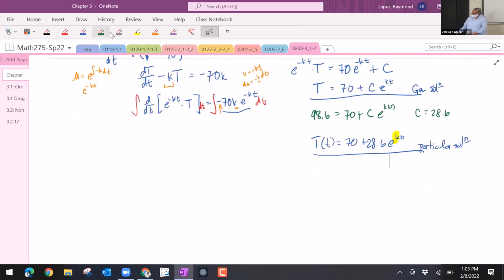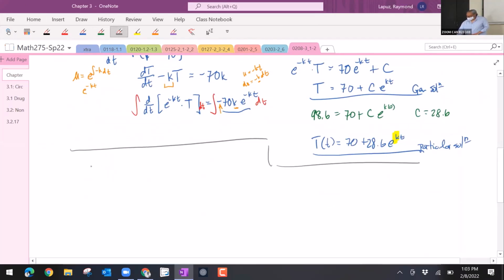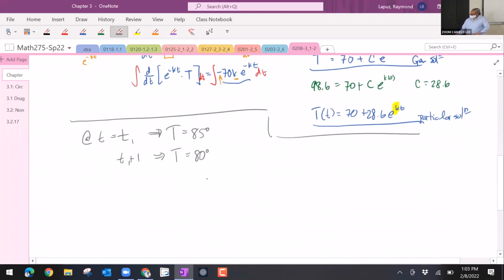All right. So per their suggestion, we will use t1. The temperature was 85 degrees. And then an hour after that, t1 plus 1, the temperature was 80 degrees. So there's a temperature drop. What we want to do is take those two t values, the t1 and the t1 plus 1, and put that into the particular solution that we found.